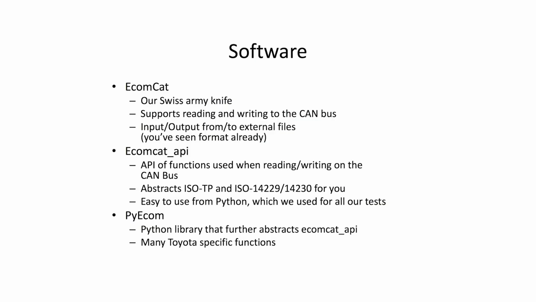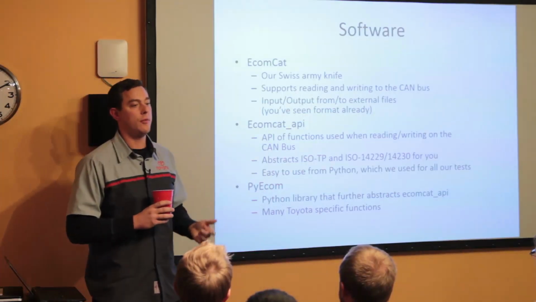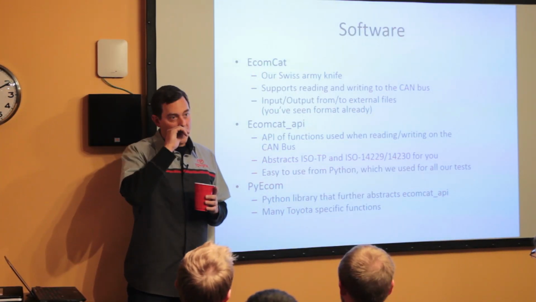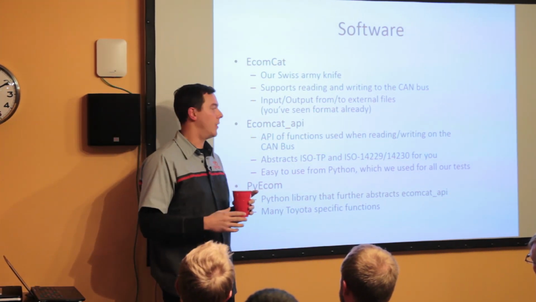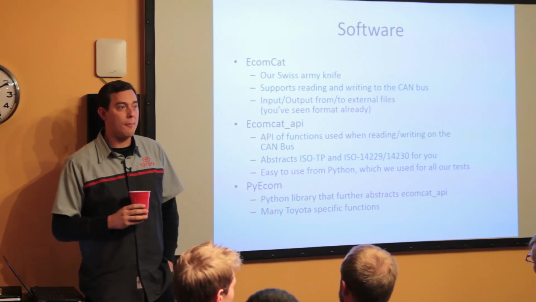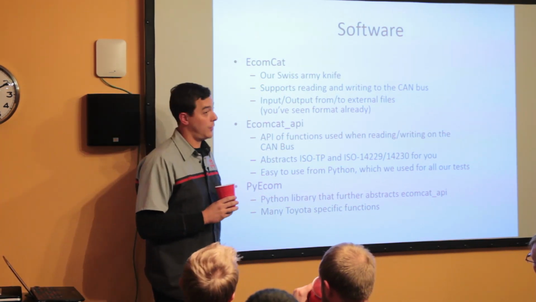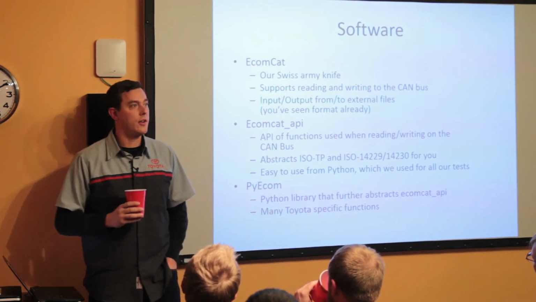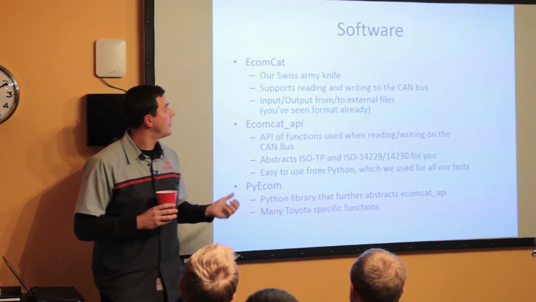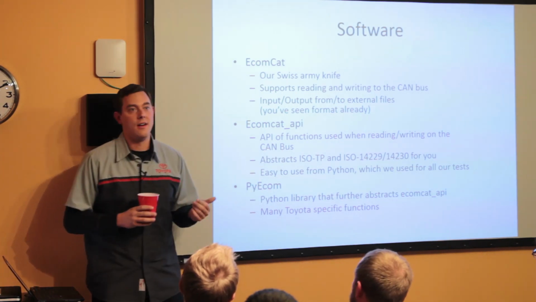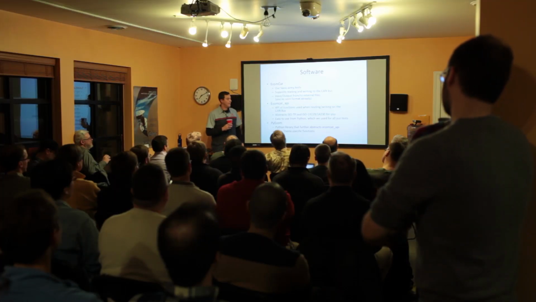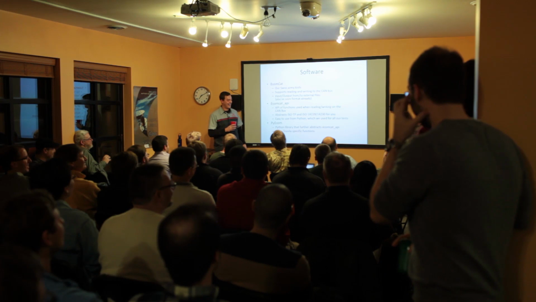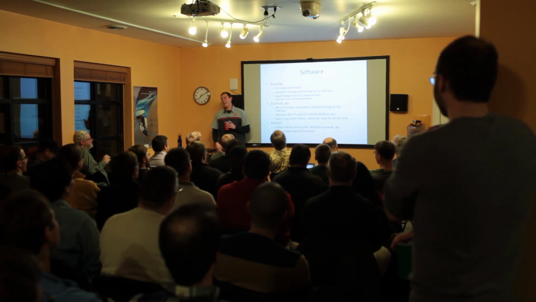Speaking of software, we hand-rolled our own. There's a company called Vector out there, which most automotive people are familiar with. They make some amazing products, and I've actually seen it, and it's just as amazing as I thought it would be. It is very, very pricey. Pricey enough where we weren't going to buy it. So like any good hackers, we wrote our own, right? And the first thing we wrote was a thing called EcomCat. If you're familiar with Netcat, you can probably understand why we named it this, because we love cats. It's our little Swiss Army knife, right?